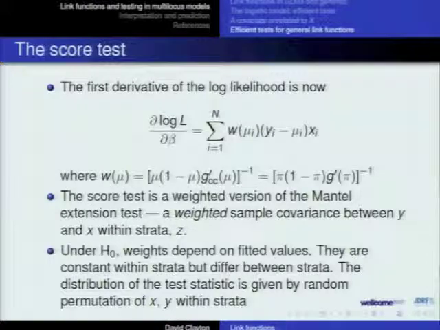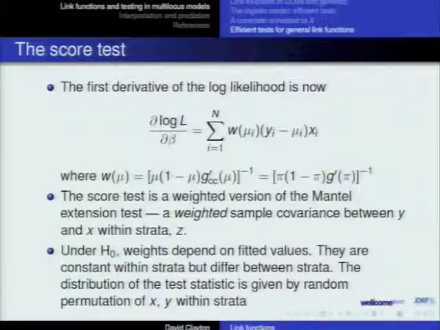And if you take the first derivative of the log likelihood to get an efficient test, a score test, then it looks the same. It's still a covariance between the phenotype and the SNP of interest, but now it's weighted. And those weights are basically functions of the risk in each stratum. This is still a covariance within each stratum, and then you're combining that across strata in the normal way.